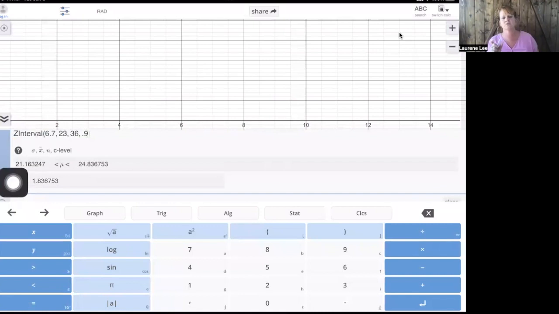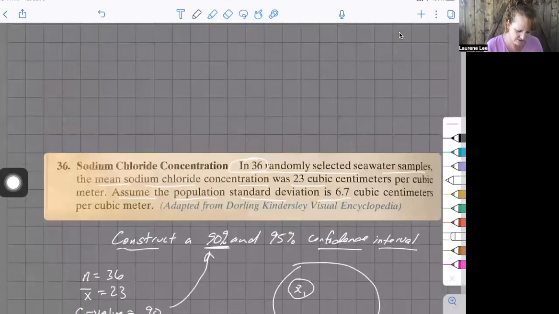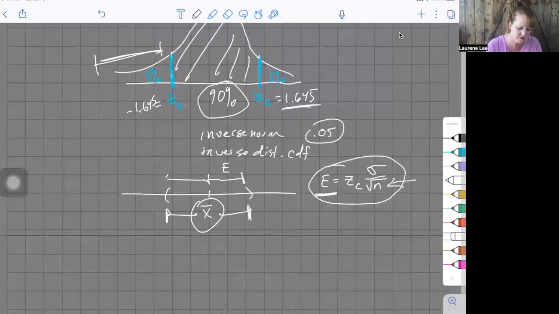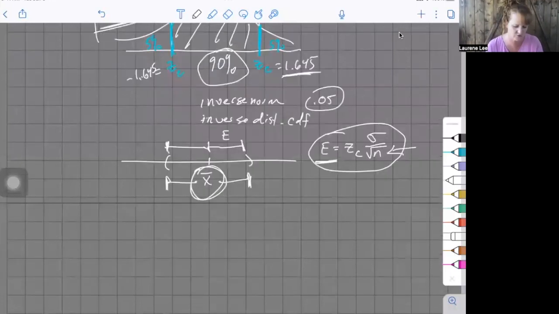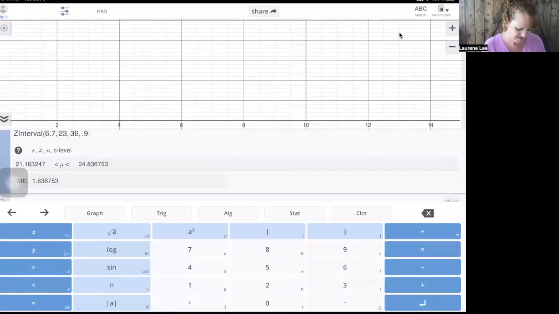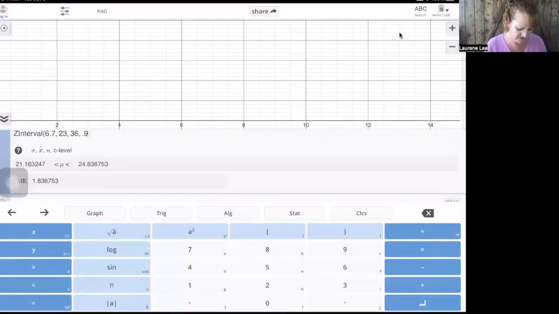So what the calculator is doing is it's calculating this formula right here for you. It's taking that 90% that you dictated, it's calculating it as 1.645 value, and then plugging it in with sigma and N into this formula. And then it's adding that number and subtracting that number from X bar. That's how we're getting that interval number. So what I would say is my confidence interval is 21.16 to 24.84.